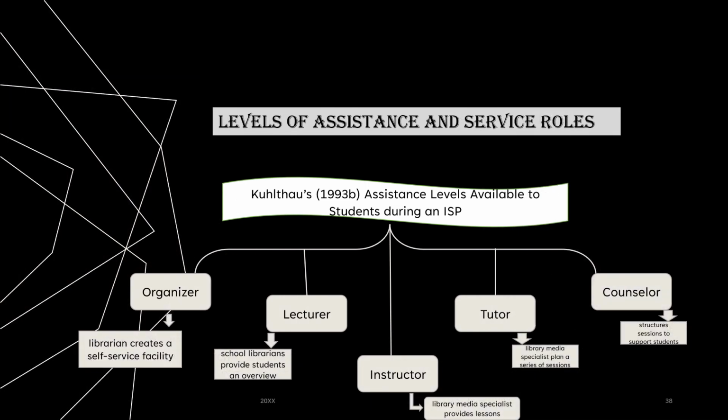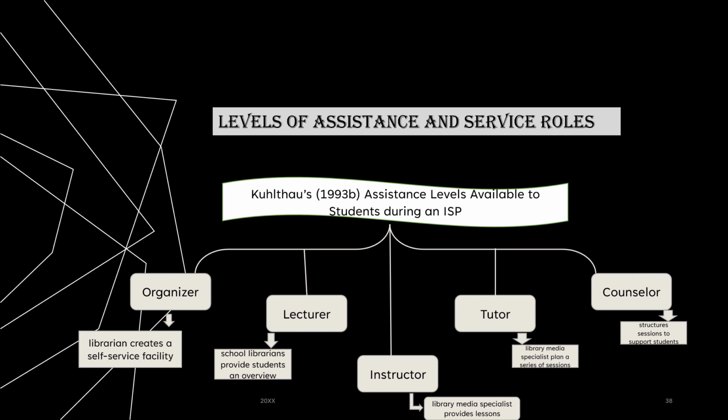Kuhlthau has suggested five roles for library media specialists based on a taxonomy of five levels of intervention. These are organizer, lecturer, instructor, tutor, and counselor. At the organizer level, the library media specialist prepares the context for learning by selecting, arranging, organizing, and managing resources so that information is available in a wide variety of topics, formats, and media.